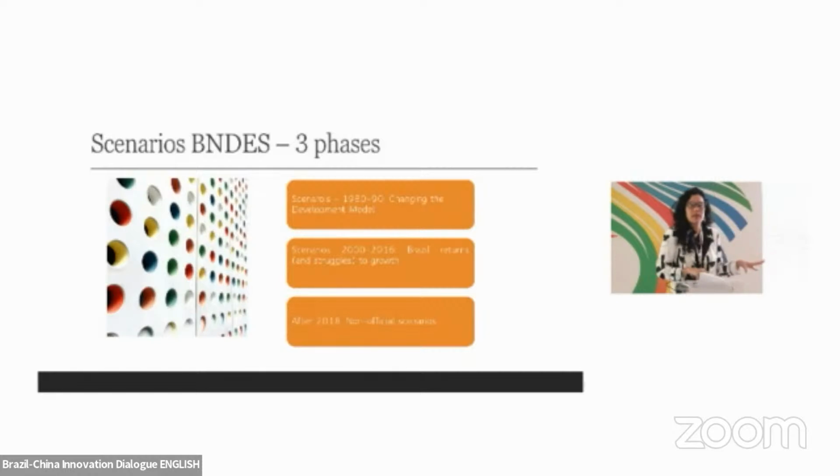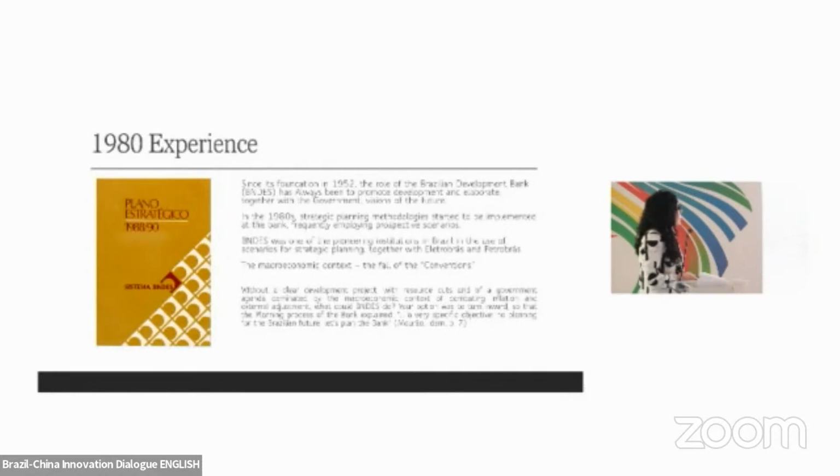The first group is the experience of the 80s, the second group the experience of the year 2000, then after 2018 what I called non-official scenarios, like hierarchical scenarios, or unstructured scenarios that comply with some demands.